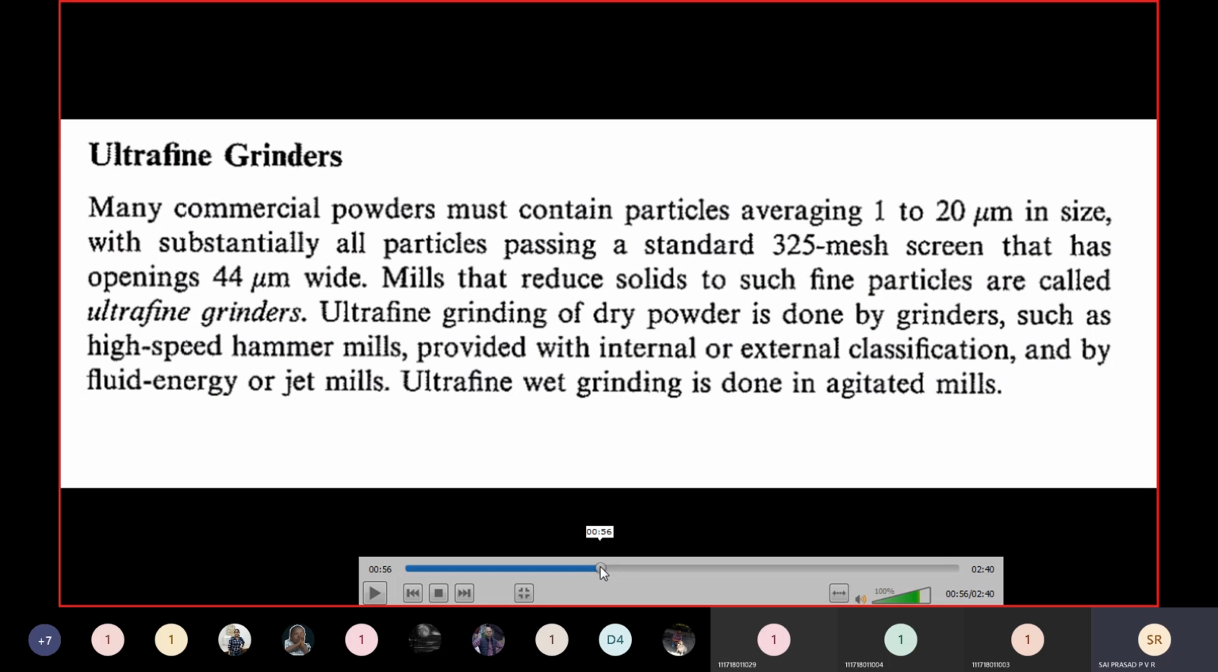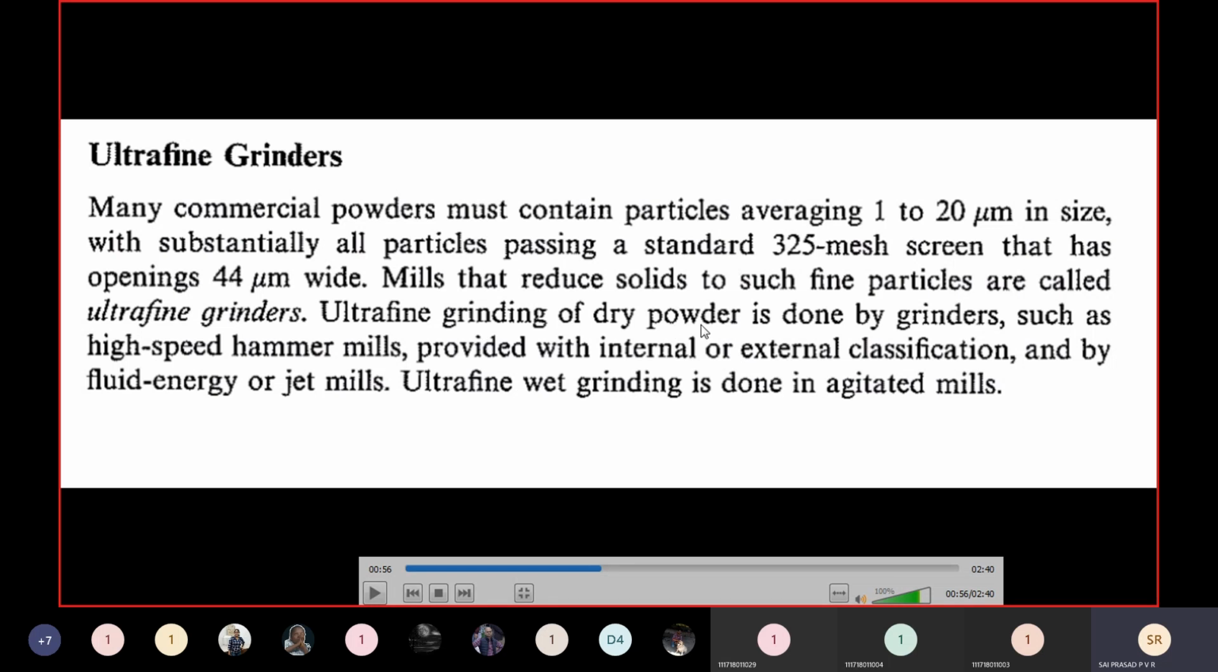So since the demand is increasing, we are now going for the 325 mesh. So what is the meaning of it? The ultrafine grinders will be giving products which will be passing through a standard 325 mesh screen, and that has an opening of 44 micrometers wide. Mills that reduce solids to such fine particles are called ultrafine grinders.